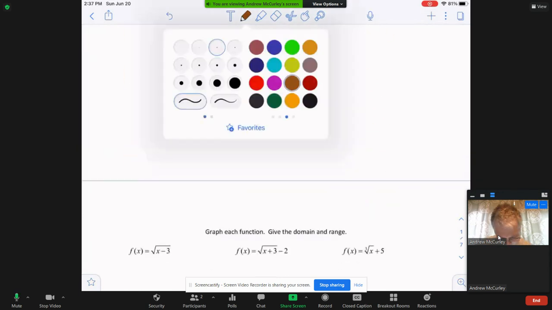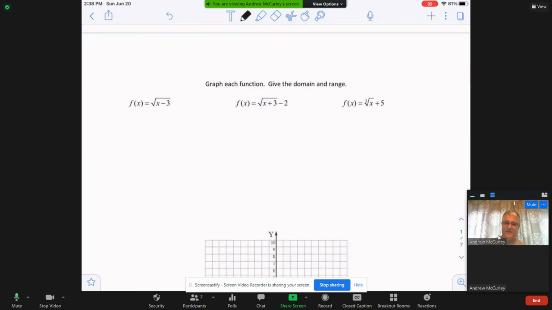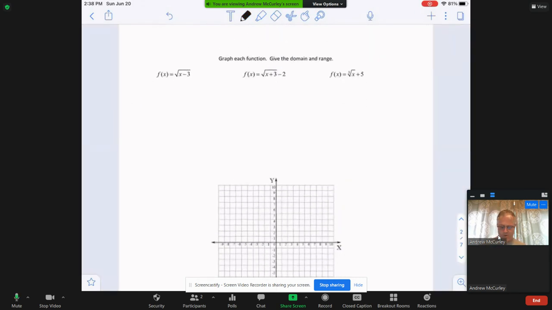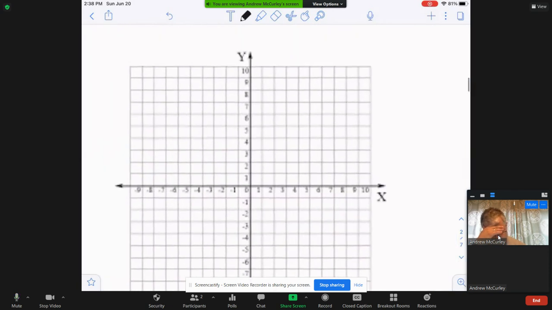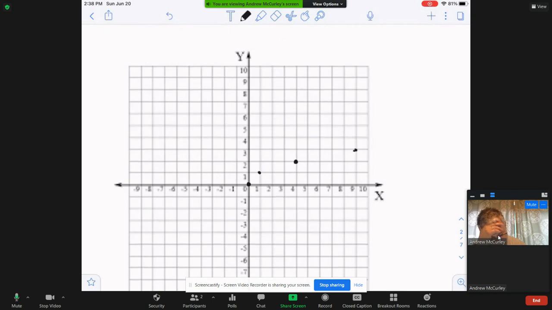Next, we're going to talk about graphing these. We want to graph, and we want to talk about their domain and their range. So let's do the first one. The first one says square root of x minus 3. If you have a square root, let's just do this one first. This right here is just y equals the square root of x.